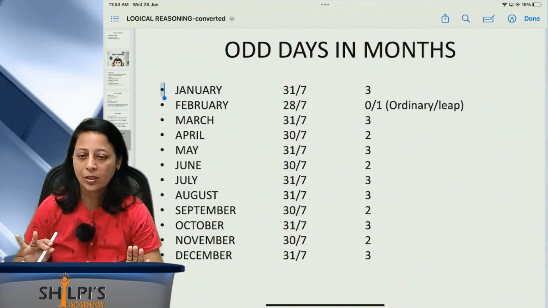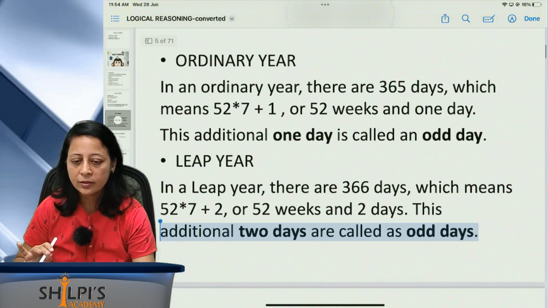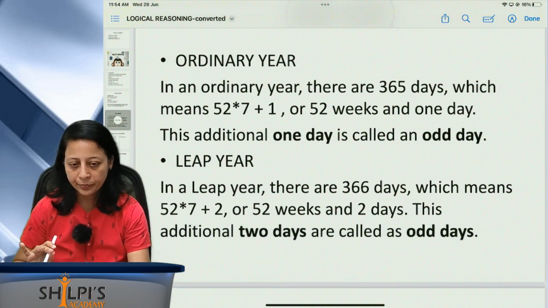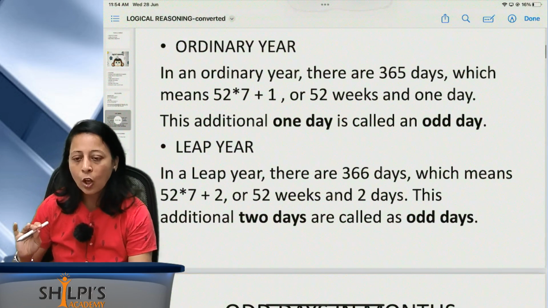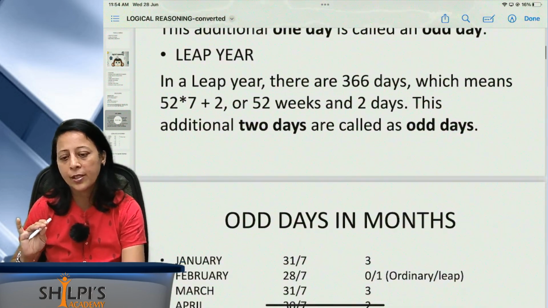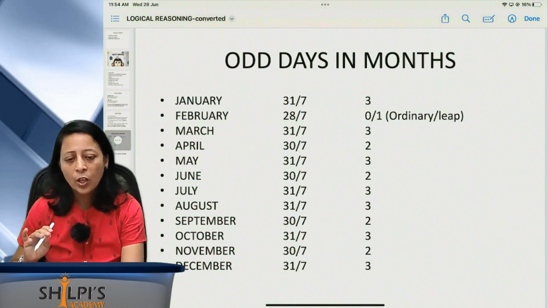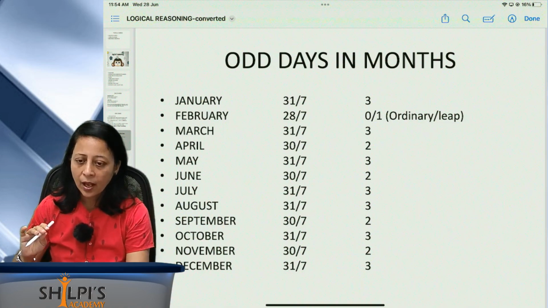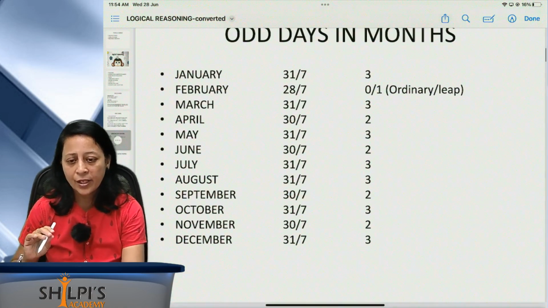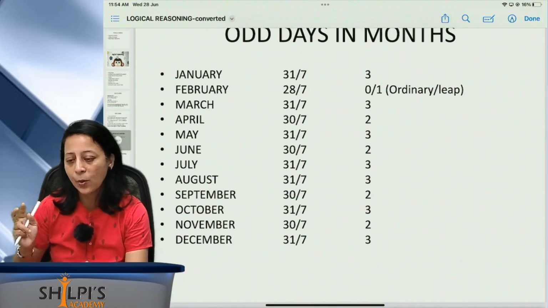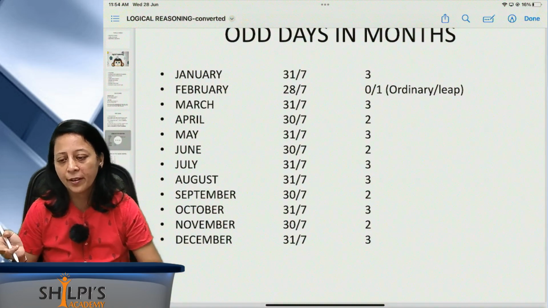Hope you are all clear with this concept. So you are now clear with the year, that is the ordinary year and leap year, and their odd days. If it is an ordinary year, the odd day is going to be 1, and if it is a leap year, the odd days are going to be 2. As for months, whichever month has 31 days will have 3 odd days, and whichever month has 30 days will have 2 odd days. February has the only catch, whether it is going to be 0 odd days or 1 odd day based on whether it is an ordinary year or a leap year.